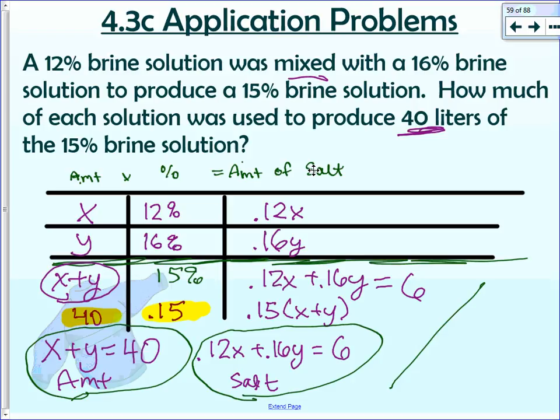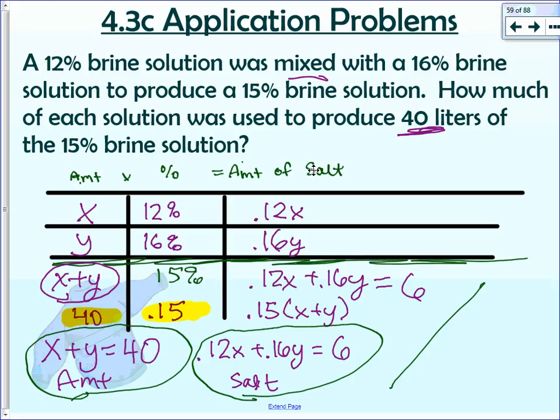What you got? So that technically is the 12% solution, 30 liters of the 16%. I got 10 liters of the 12% solution, 30 liters of the 60%. That's what you got? Good job.